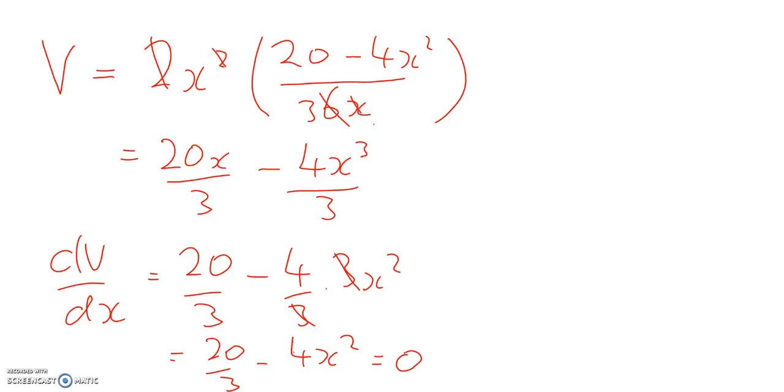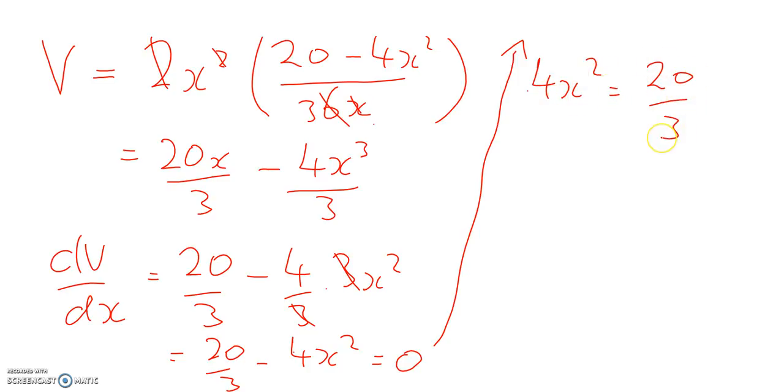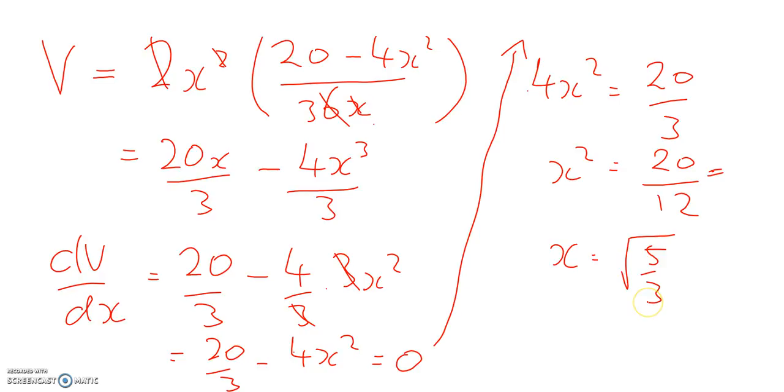So come back over here. This means that 4x squared equals 20 over 3, because I'm now going to solve for x. So x squared equals 20 over 12. So x equals the square root, and actually, let's make that 10 over 6. It's actually 5 thirds. So it's the square root of 5 over 3.